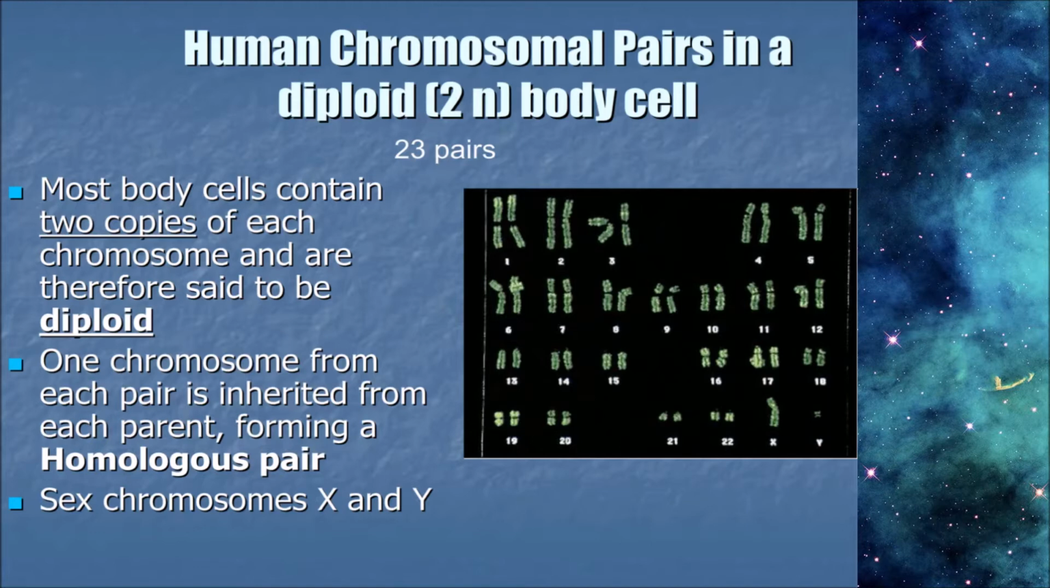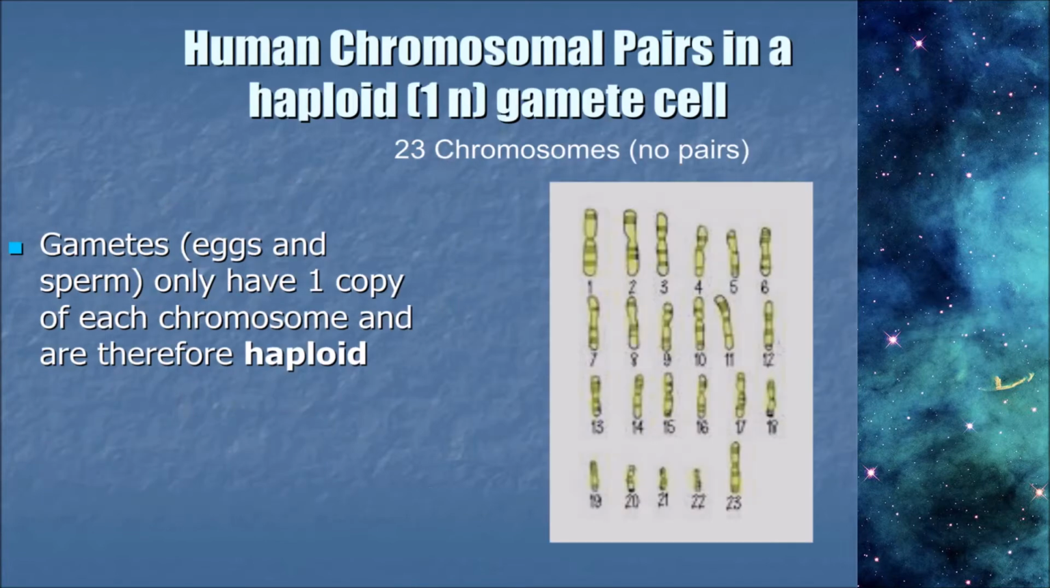Now we call these two chromosomes that are inherited from both our mother and father a homologous pair. We have 23 homologous pairs of chromosomes in our body, and each member of the pair carries slightly different information than the other member. We also have the sex chromosomes, or the X and Y chromosomes. If you're female, you have two X's, and if you're male, you have an X and a Y. In contrast to normal body cells, gametes, that is, eggs and sperm, have only one copy of each chromosome and therefore are said to be haploid.